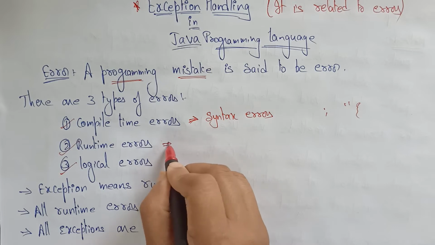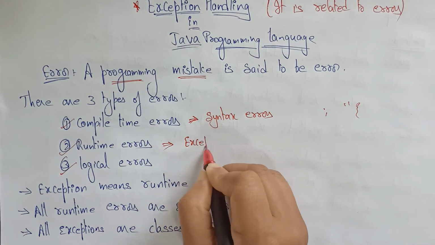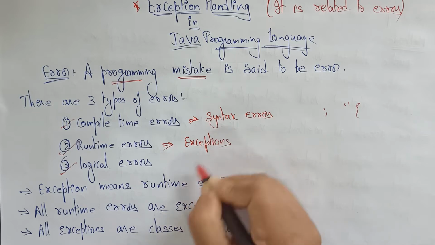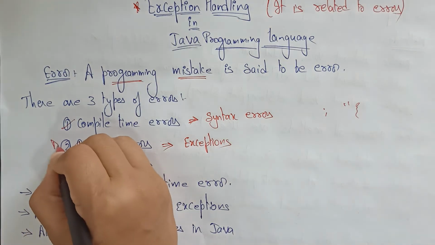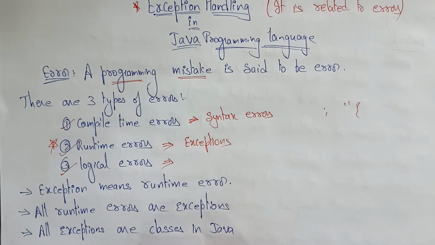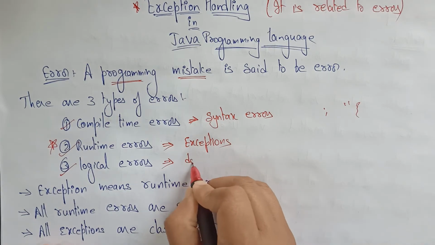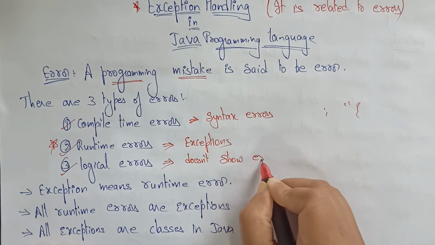Then what about the runtime error? Runtime errors are nothing but exceptions. That means we are going to learn about runtime errors. Runtime errors are nothing but exceptions. Then what about logical errors? Logical errors do not show any error. Actually, it doesn't show an error.